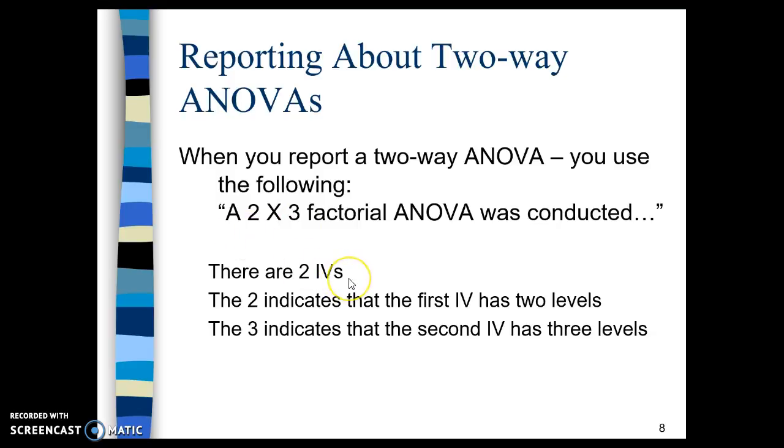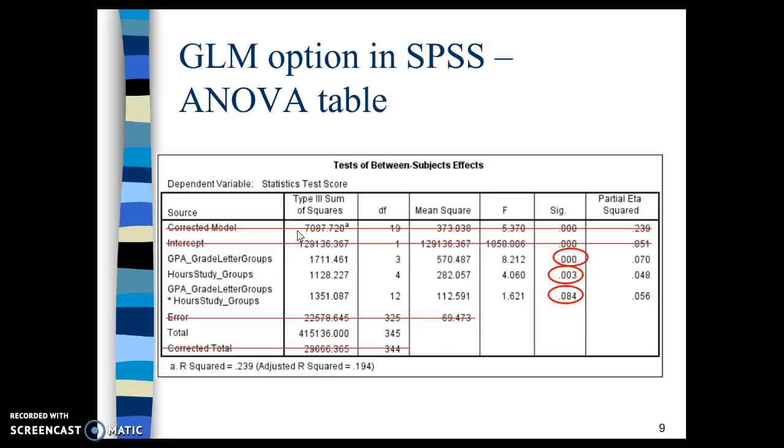So the two IVs, it tells me two factors right here because I have two of them. I could say 2x3x4, that would be three independent variables. The 2 indicates that the first factor has two levels. The 3 is that the second factor has three levels. I could say 3x2, it doesn't matter; it's just whatever way you are talking about the variables, that should be 1 and that should be 2.